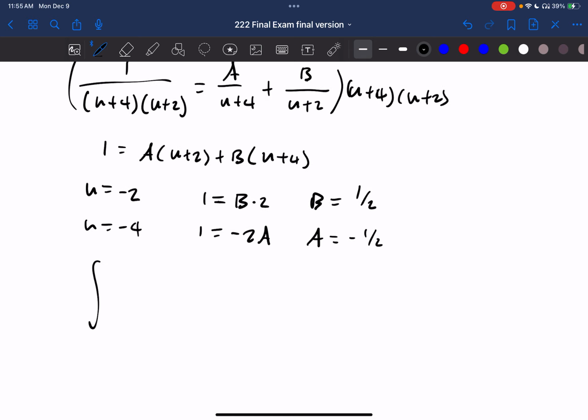Now putting all of this under the integral, we're going to get negative 1/2 of 1 over u plus 4, plus 1/2 of 1 over u plus 2.